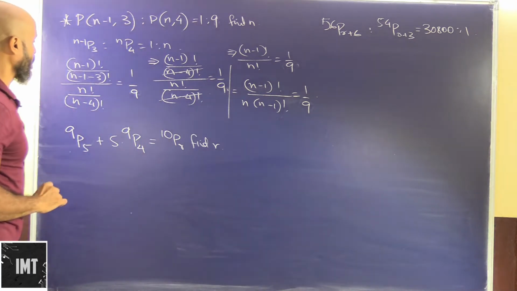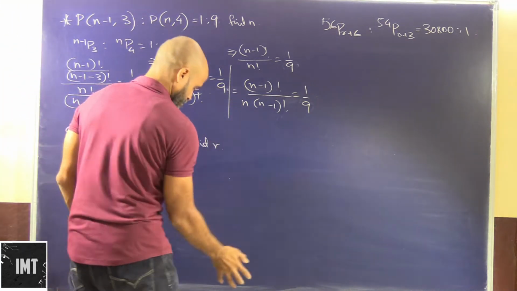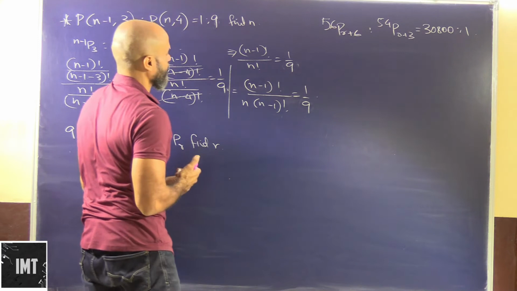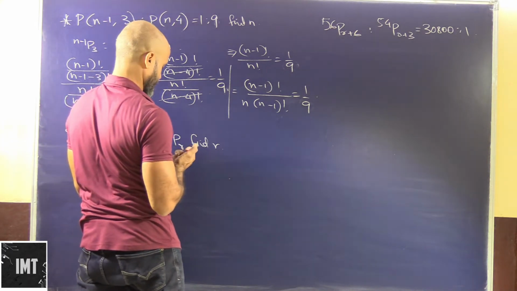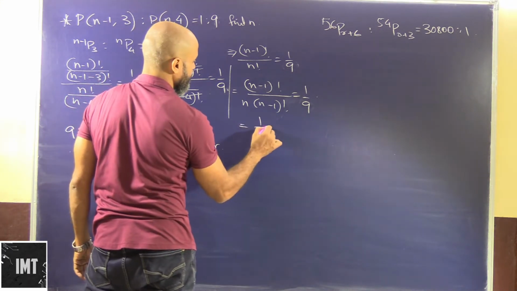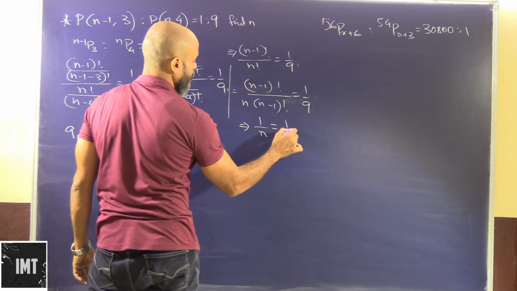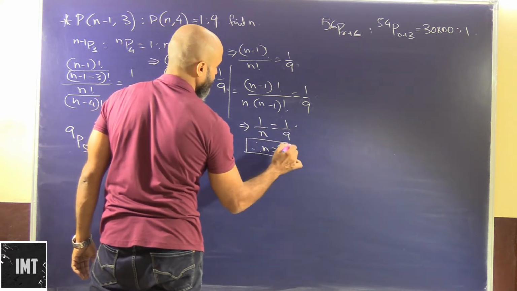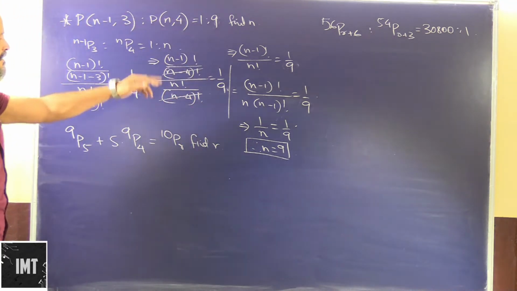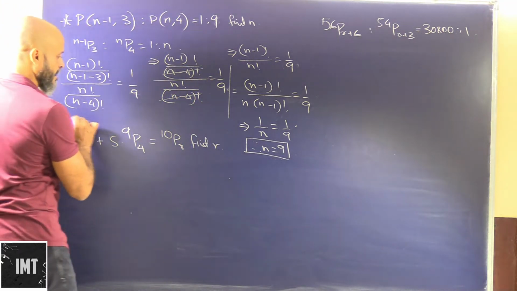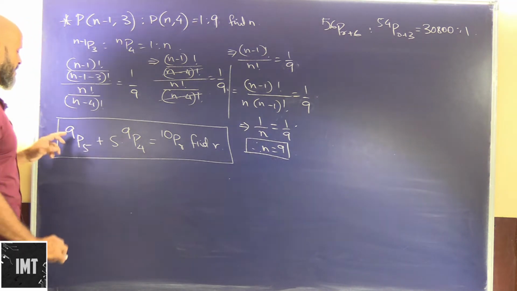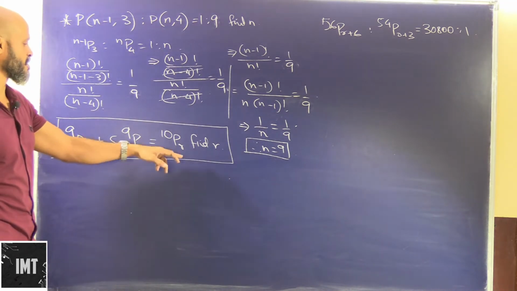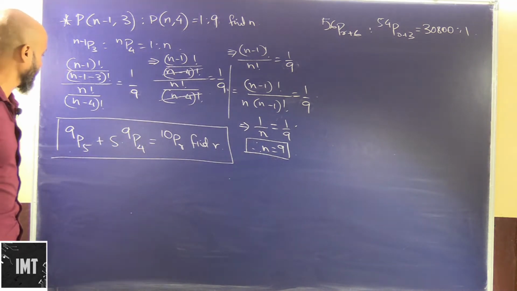Okay, so now we have to find n. So we have here 1 by n. This will be basically 1 by n is equal to 1 by 9. So therefore n is equal to 9. So that's the value of n. Okay, so we have this one as 9P5 plus 5 into 9P4 is equal to 10Pr. Find the value of r.